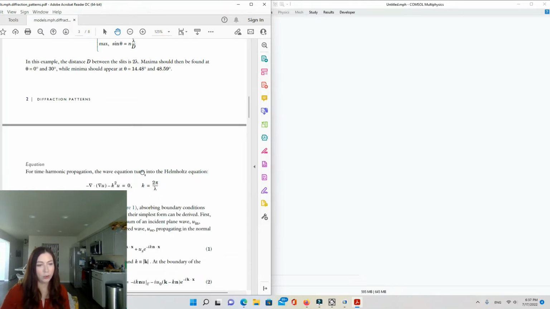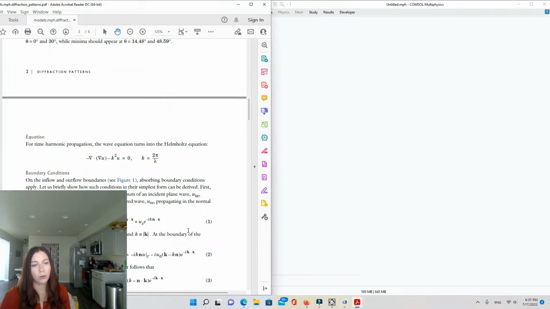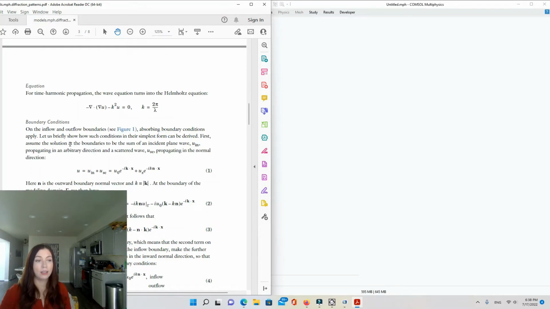So here's our governing equation, the Helmholtz equation, for time harmonic propagation. This is a simplification of the wave equation. We've got negative del of del u minus k squared u equals 0, where k equals 2 pi over lambda. So we've got a second order equation. On the inflow and outflow boundaries, absorbing boundary conditions apply.